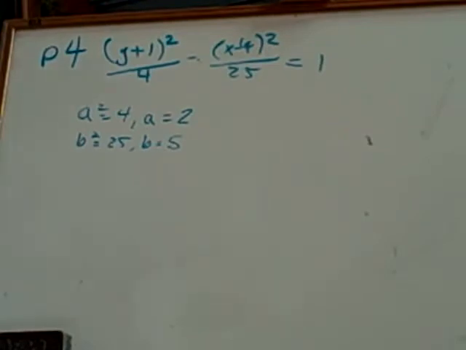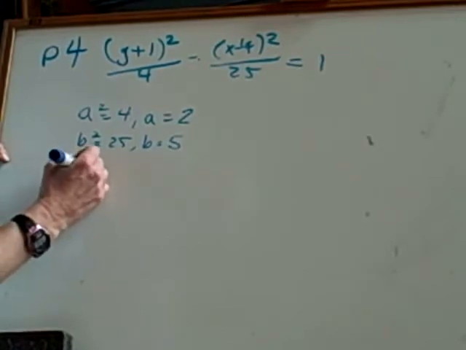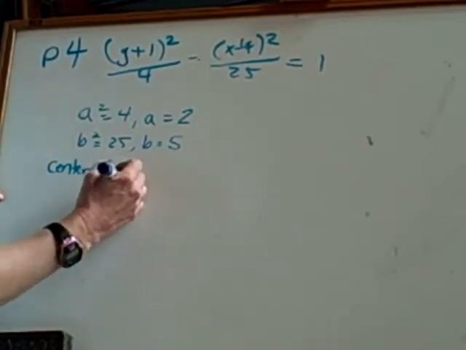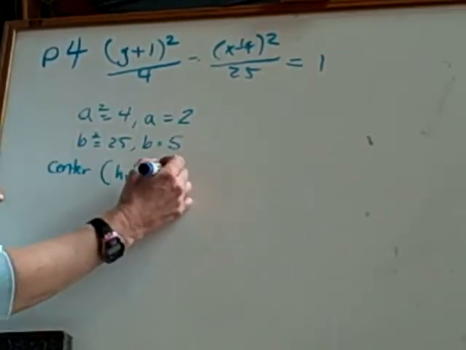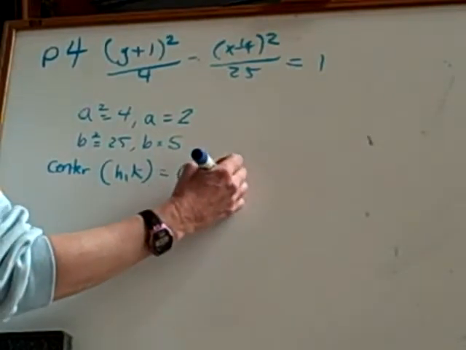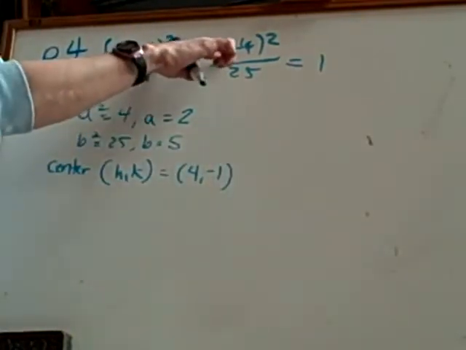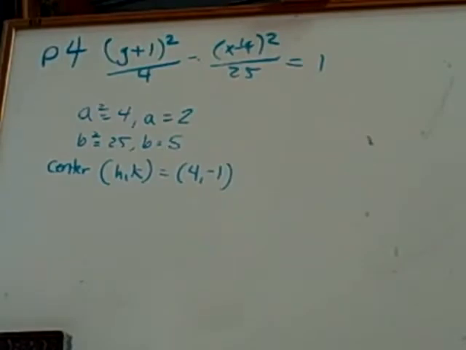Let's see, what is my center on this one? It is -1, 4. Wrong. What? Sorry. Oh, 4, -1. Okay, and what you want to do there is make sure that your h always goes with your x and your k always goes with your y.